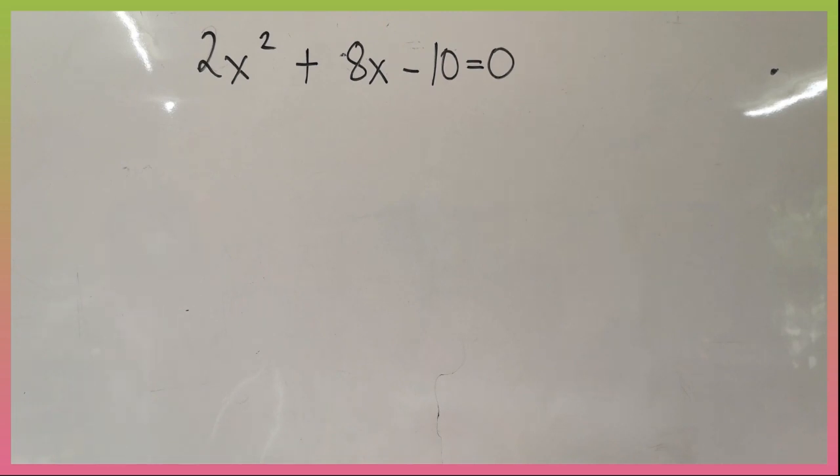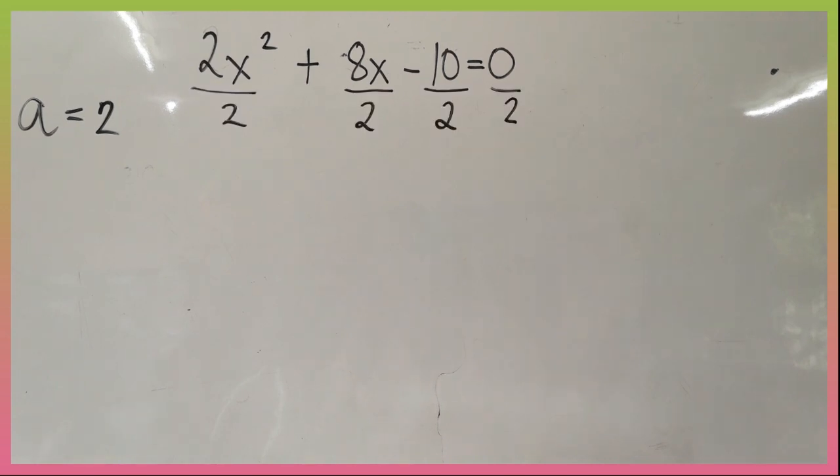Let's have this example number 2. You have 2x squared plus 8x minus 10 is equal to 0. First step, identify the value of a. The value of a is equal to 2. Because here a is not equal to 1, the process is we need to divide all terms by the value of a. So, we need to divide all terms by 2.